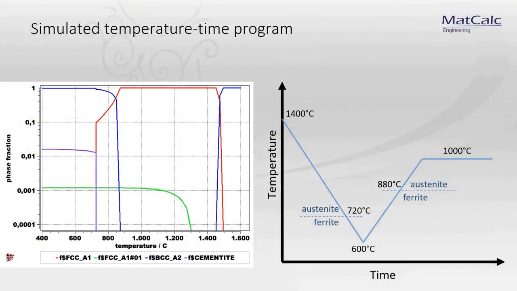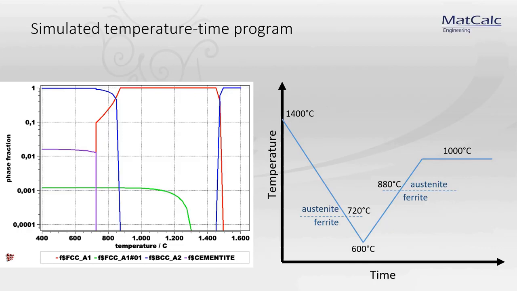I am going to simulate a system consisting of pure austenite in the initial state. Hence, I take the start temperature of 1400 degrees Celsius, as only FCCA1 phase is at equilibrium at this temperature. Then I am going to cool it down to transform austenite to ferrite completely. The transformation will be complete under 720 to 730 degrees Celsius.